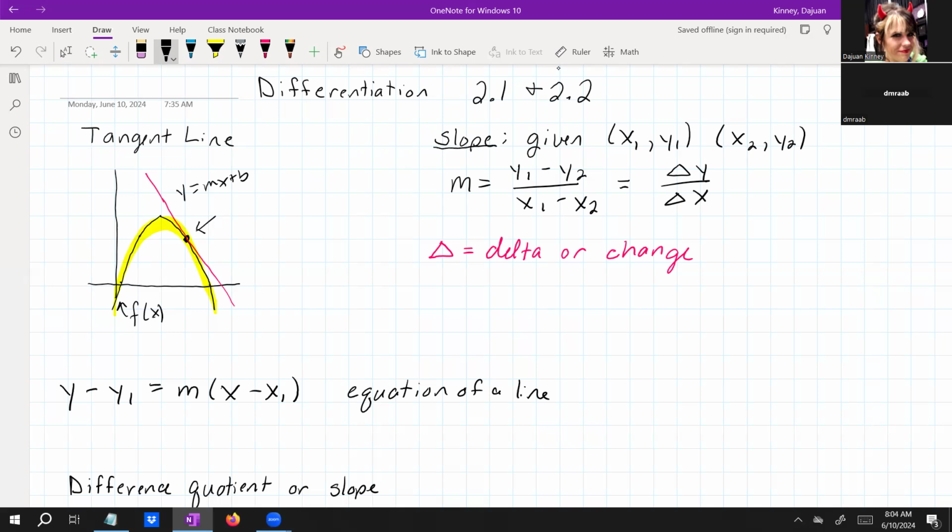A couple reminders. If we want the slope of a line given 2 points, x1, y1, and x2, y2, our slope, our m value, is y1 minus y2 over x1 minus x2. Or in calculus, we're going to use delta. So delta y over delta x means the change in y divided by the change in x, your rise over run. So the triangle is delta, it means change. That is going to be a common thing we see. You will see delta x over and over and over again. So I just wanted to introduce that early on.